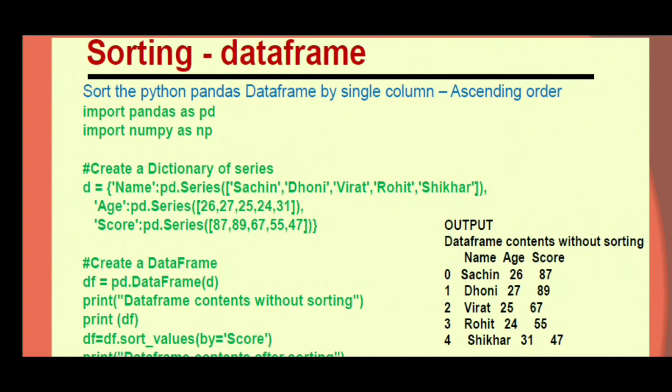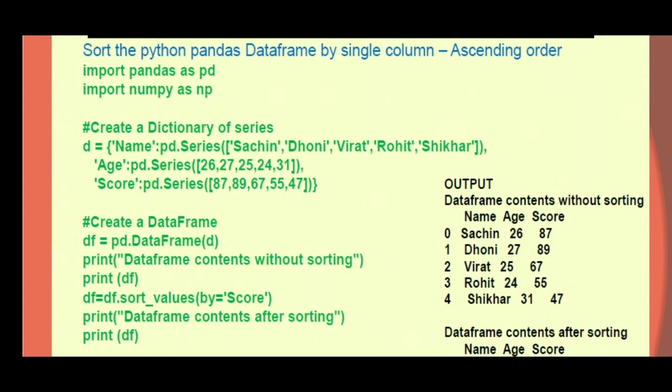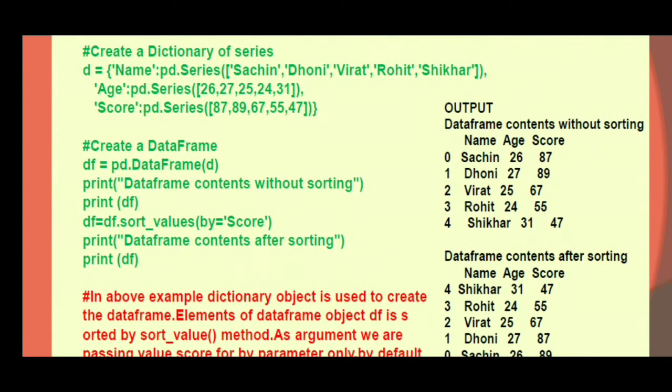All of you know that there are two basic things we need to import: import pandas and import numpy. Then see how to create a dictionary. D is equal to, we have created a dictionary with the keys name, age and score. Then we need to create its data frame. So we have written df = pd.DataFrame(d). D is the dictionary we have created. Then when you print df, it will look like you can see here.